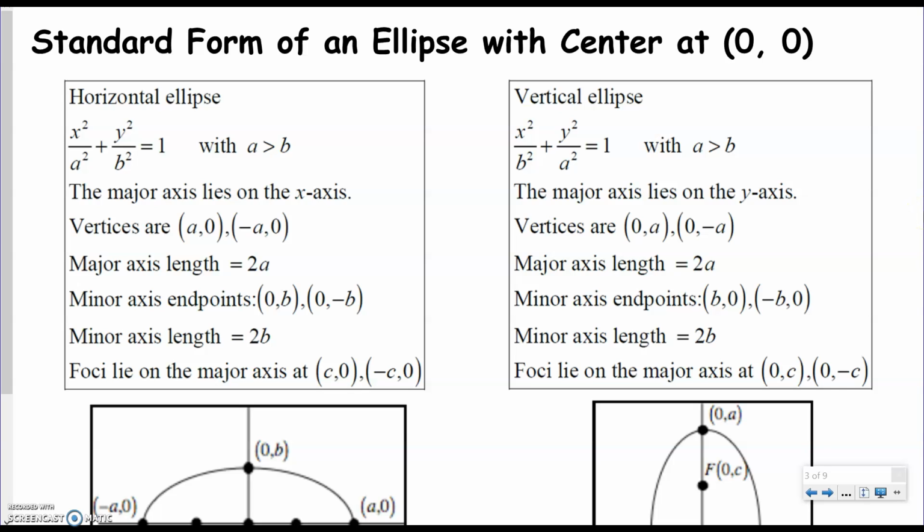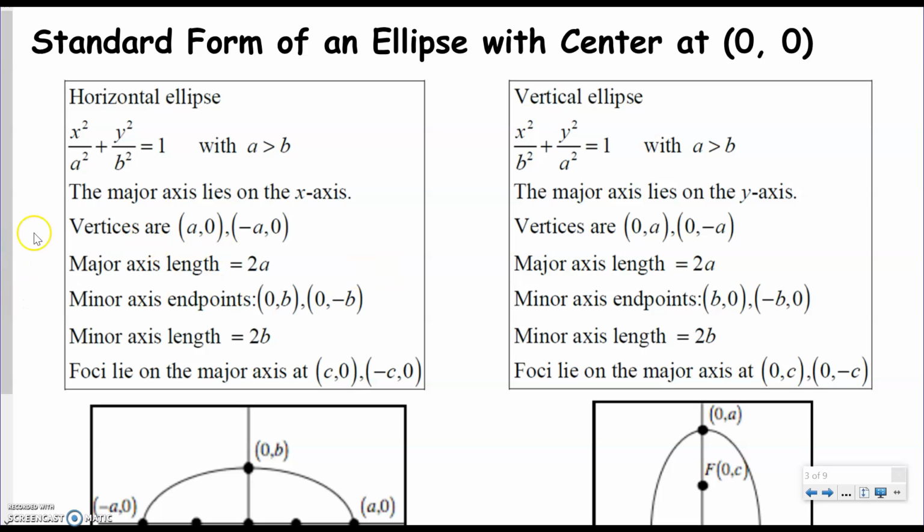Standard form of an ellipse with a center at 0, 0 will either be x squared over a squared plus y squared over b squared equals 1, or x squared over b squared plus y squared over a squared equals 1. The difference between these two is you're really looking for where the bigger number is. If the bigger number is below the x, then that means it's going to be long horizontally. If the bigger number is below the y, that means it's going to be a longer ellipse vertically.